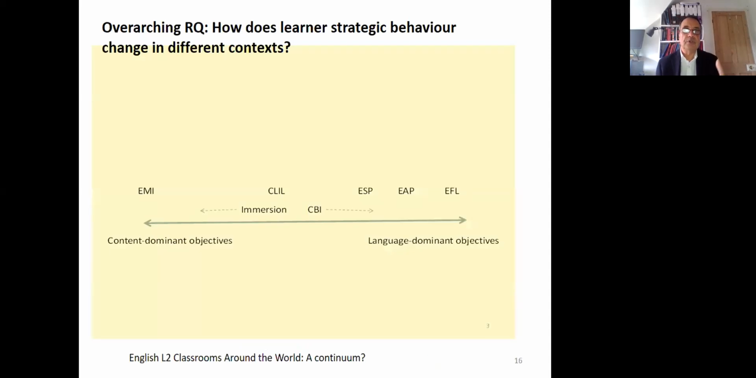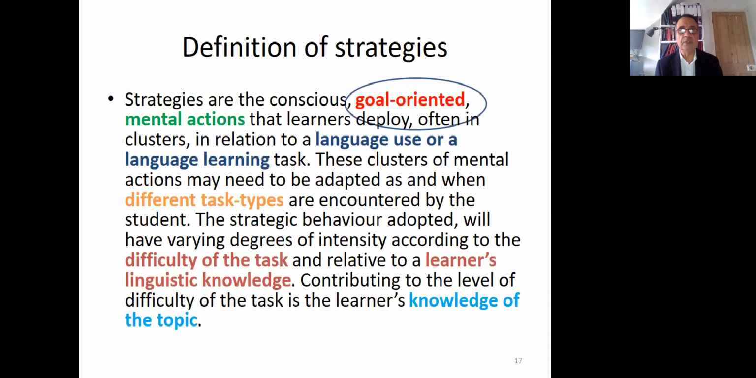So one of the overarching questions then for EMI and strategy work is, how is strategic behaviour going to change, excuse me, in different contexts? And so we've got a continuum there of language dominant objectives to content dominant objectives, and clearly what we're looking at is EMI. How do strategies change? How does that strategic behaviour change? How does the good language learner change in those different contexts?